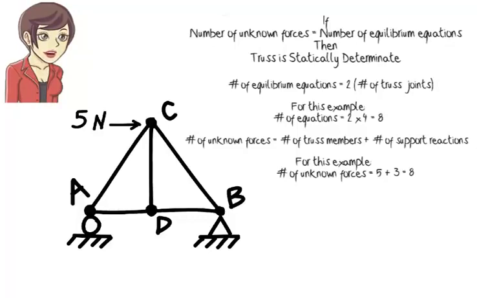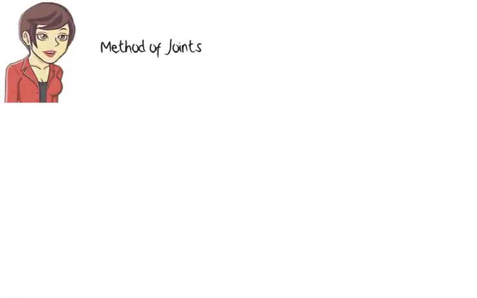In this case, since the number of unknowns equals the number of equations, the truss is said to be statically determinant. How do we analyze such a truss? How do we calculate the axial force in each member? There are several truss analysis techniques. Here, we are going to explain and illustrate a technique called the method of joints. This technique is a direct application of the principle of static equilibrium.